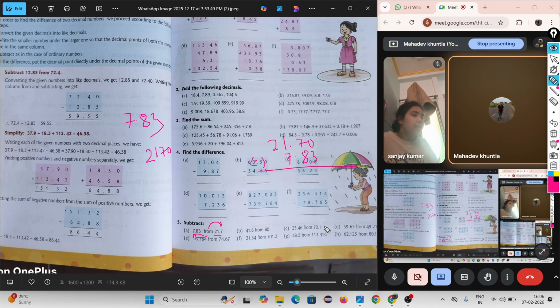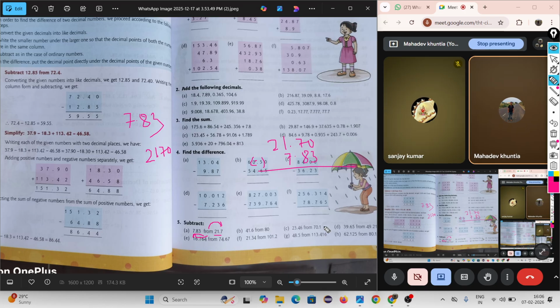Do not find the answer. You have to subtract 21.70 minus 7.83. Subtract. Are you doing? Hello. I am doing. Open your camera. Why did you stop your camera? During calculation, don't stop your camera.